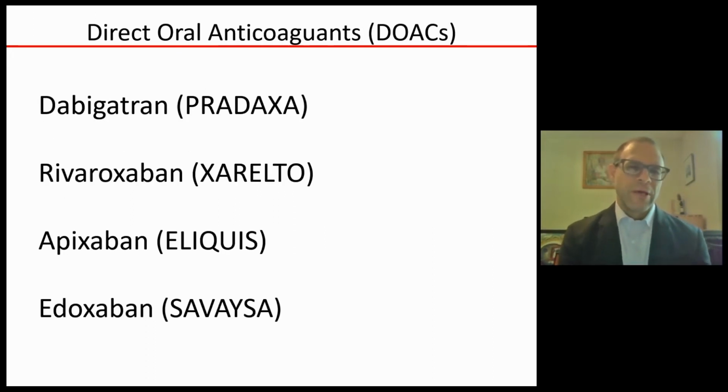We have 4 main DOACs available. DOACs being the direct oral anticoagulants, also called the new oral anticoagulants, although they're not so new anymore. Dabigatran was the first one. This is an antithrombin medication, whereas the others are anti-10A: rivaroxaban, apixaban, and edoxaban. It's important to know how to reverse these since bleeding emergencies happen.